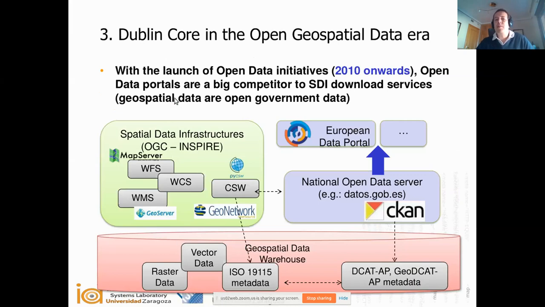In the last 10 years, we can say that the launch of open data initiatives has encouraged also the distribution of geographic information through open data portals. And open data portals are a big competitor to spatial data infrastructures because geospatial data are usually also open government data. So now we are moving from the use of specialized catalog service specifications using SDIs to the typical software that is used in open data servers.